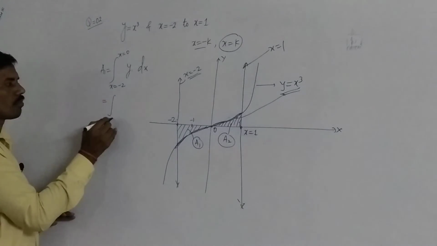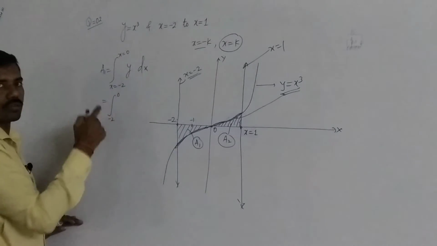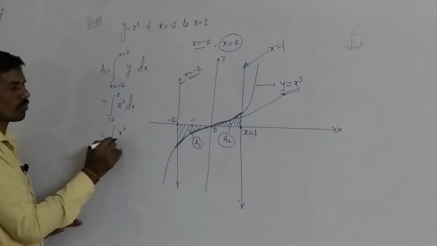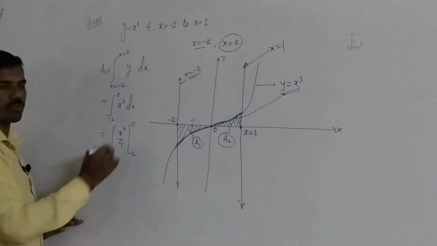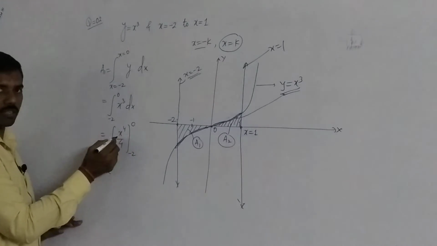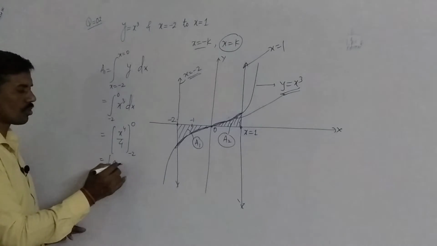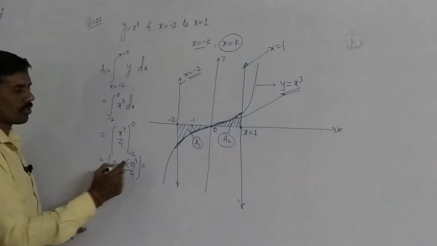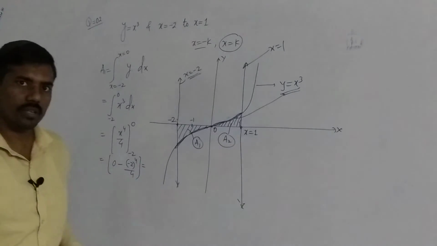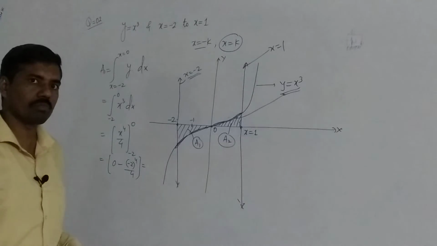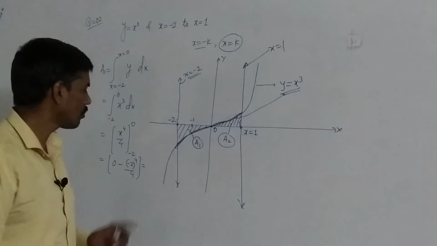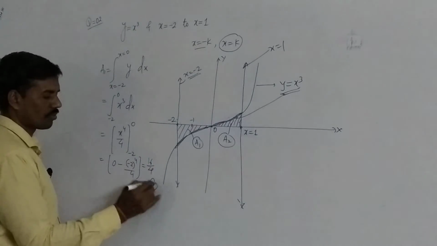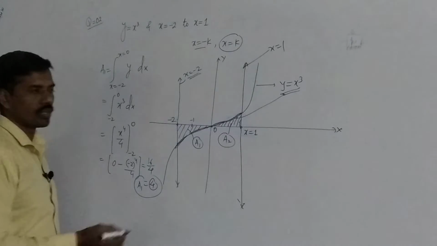This one is equal to the integral from minus 2 to 0 of y, that is x cube dx, and we know that the integral of x cube is x to the power 4 upon 4, from minus 2 to 0. At the upper limit 0 we get 0, minus (minus 2) to the power 4 upon 4. Negative to the power even is always positive. 2 to the power 4 is 16, upon 4, that is 4. So A1 is equal to 4.